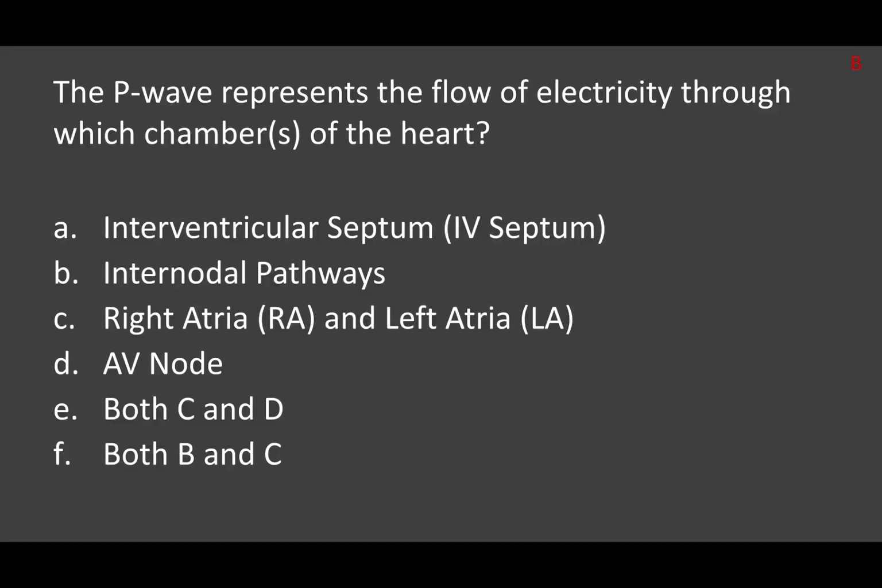The P wave represents the flow of electricity through which chamber or chambers of the heart. Is it the interventricular septum, which is part of the ventricles, as you can see right there? Does the P wave represent part of the internodal pathways? Does it represent the right atria and left atria? Does it include the AV node, the P wave itself? And the answer ultimately comes down to it is both B and C, the internodal pathways, which are part of the right and left atria. So the P wave represents flow of electricity through right atria, left atria, and internodal pathway.